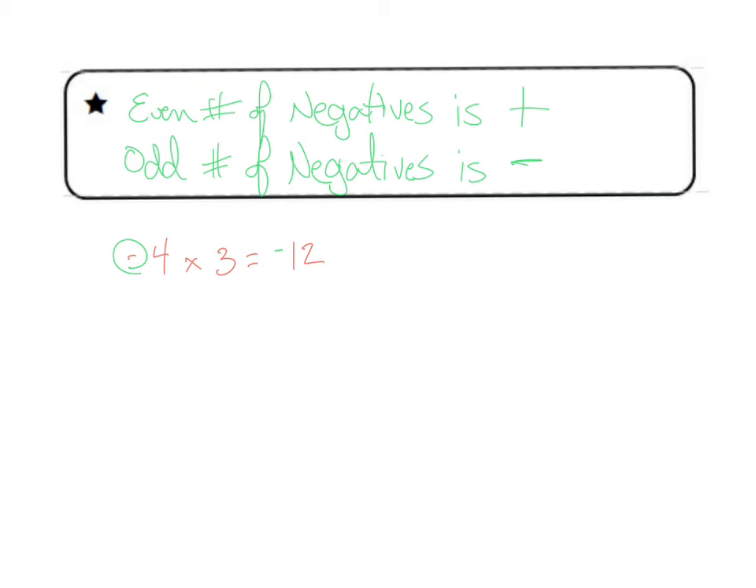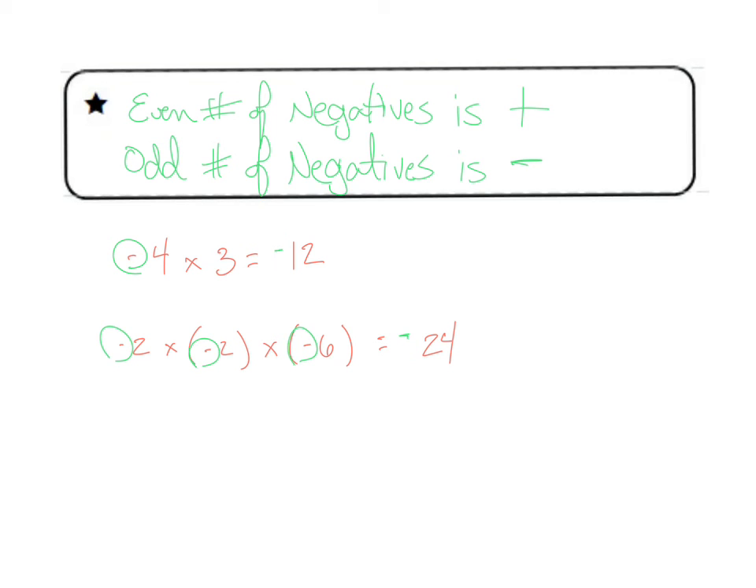Now let's say I have something like negative 2. I'm multiplying that by negative 2, and then I'm going to multiply that by negative 6. Okay, 2 times 2 is 4. 4 times 6 is 24. Now I'm going to count up the number of negatives I have. 1, 2, 3. This is an odd number of negatives, so my answer is negative.